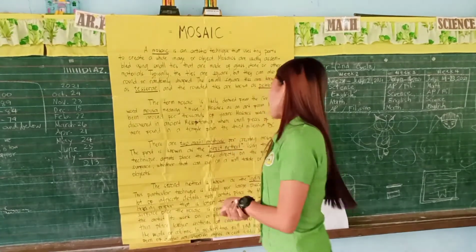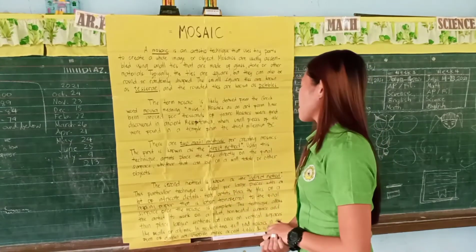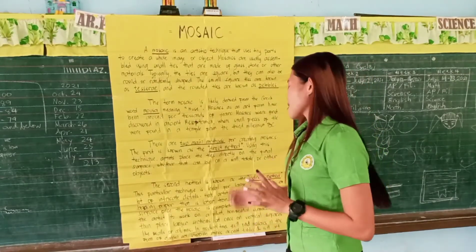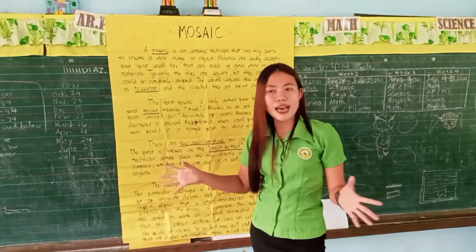Okay, very good. Now, in modern times, you'll find mosaic in the form of garden art. Garden art. As you can see, in some of these examples, there are houses.